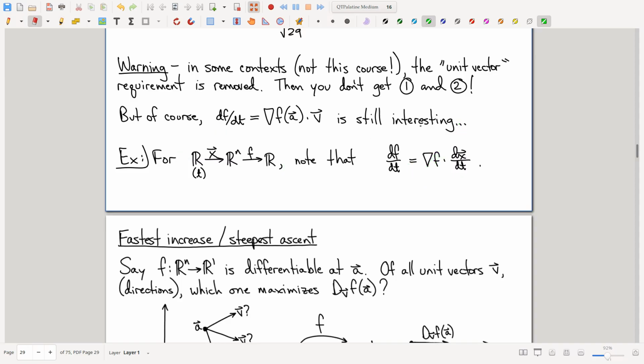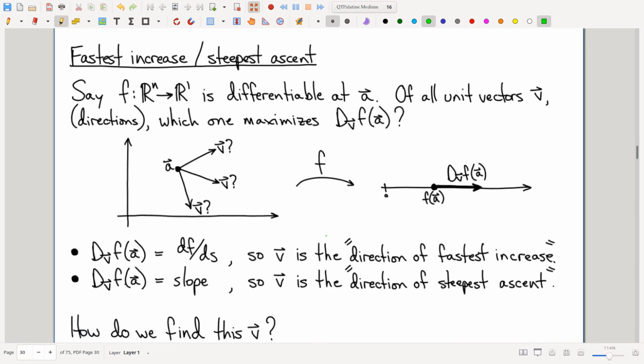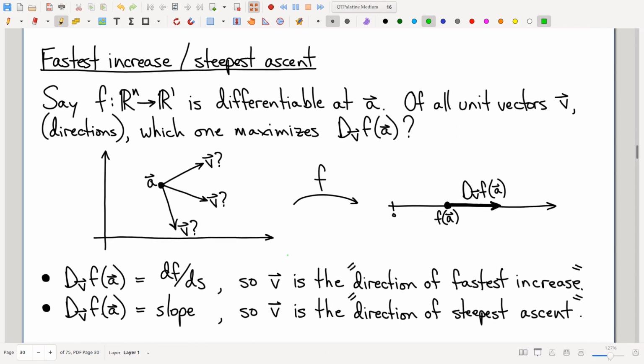Okay, moving along. We're going to talk about some nice properties of gradient vectors. Turns out there's some really cool things to say about gradient vectors, and directional derivatives are a great segue into these nice properties. So we're going to just do these one at a time.